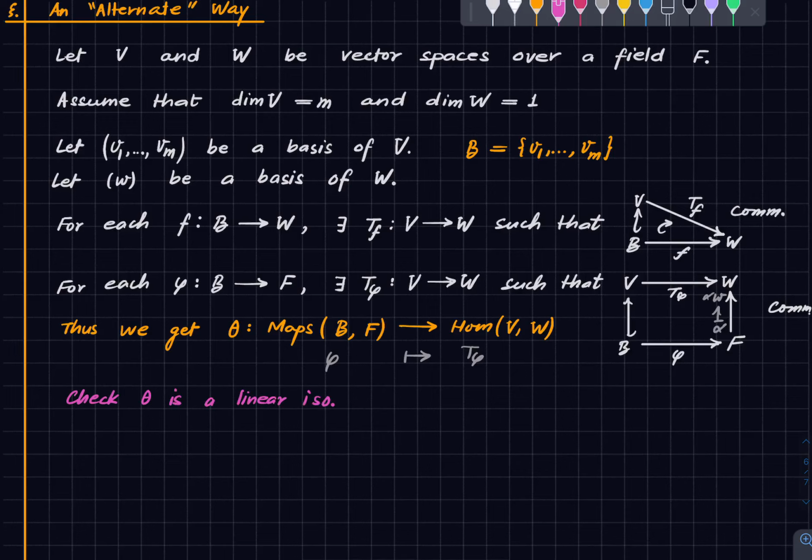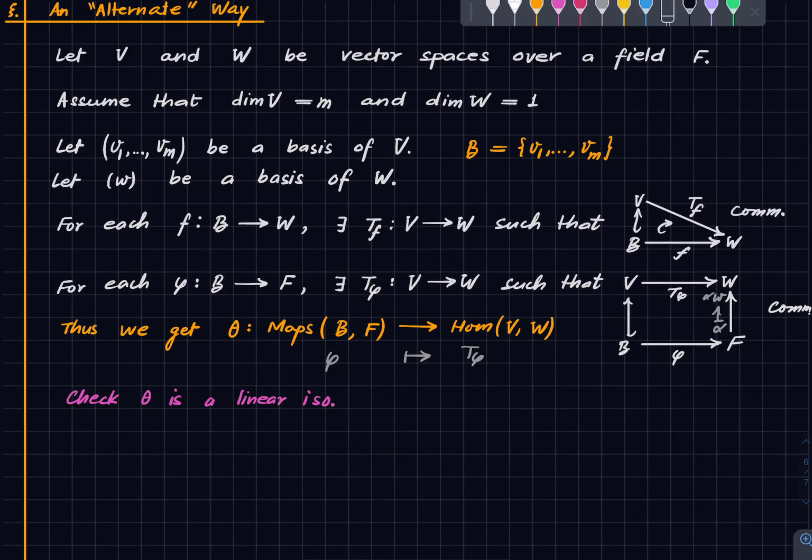Interesting exercise. So once you do this, then what is the dimension of this? The dimension of this is the same as the size of B, which is the same as the dimension of V. And hence the dimension of this must also be the same as the dimension of V, which agrees with what we have stated because the dimension of W is assumed to be 1. So this is one way to prove that theorem.